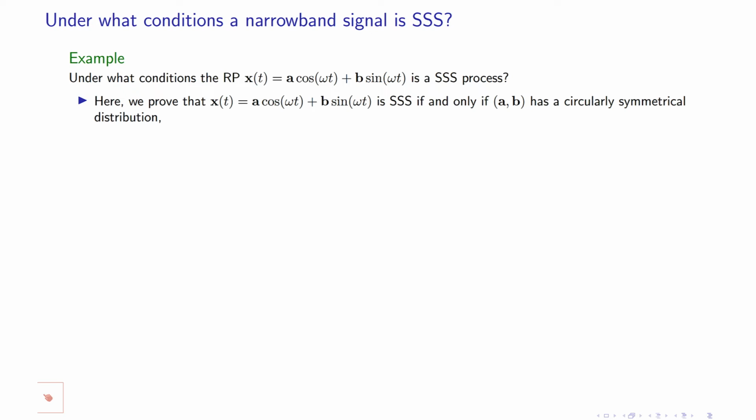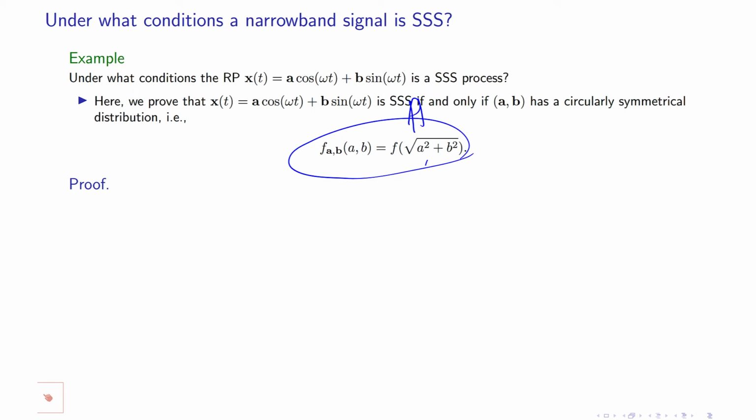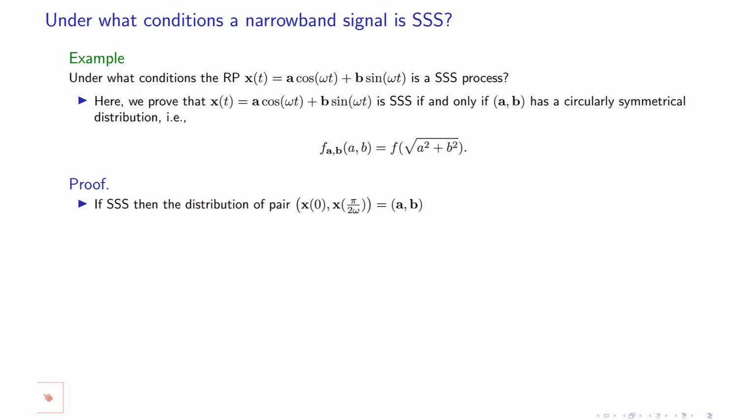So we want to prove that it is strictly sense stationary if the pair of random variables A and B has a circularly symmetrical distribution. Let us prove it, a necessary and sufficient condition. This is a theorem. In other words, if we know this is strictly sense stationary, we have to prove that any other statistic is invariant with the time delay.